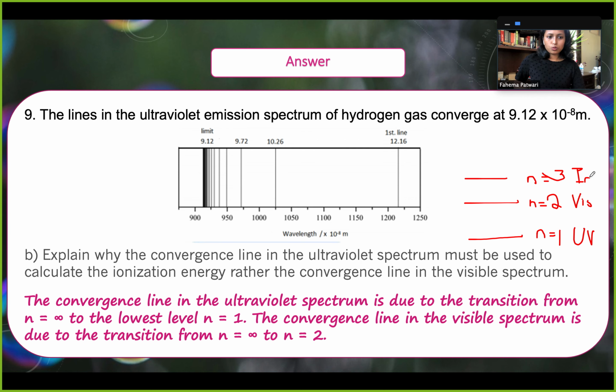So it would be a jump from here to wherever infinity is, n equals infinity. That's the amount of energy that's required to ionize an atom, right? From all the way down here to here, not from here to here. So you need the transition from the first energy level to infinity to know what the ionization energy is. Visible light isn't from the first energy level, it's from the second energy level.